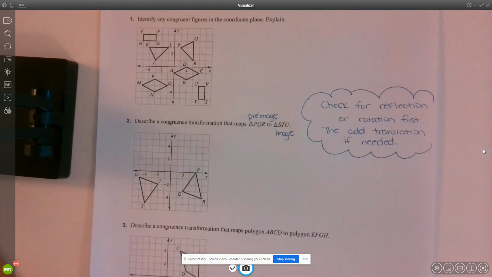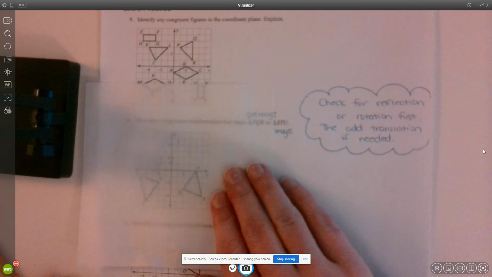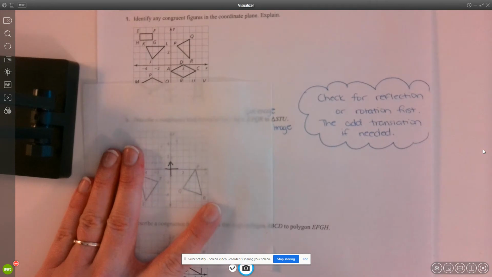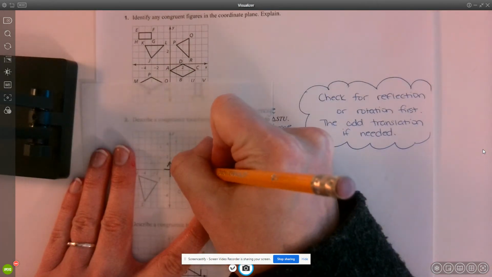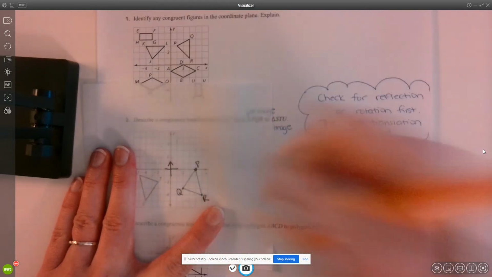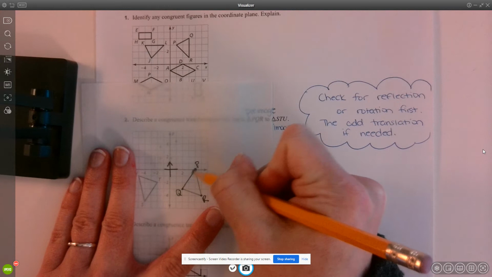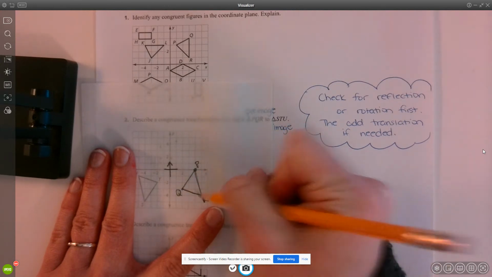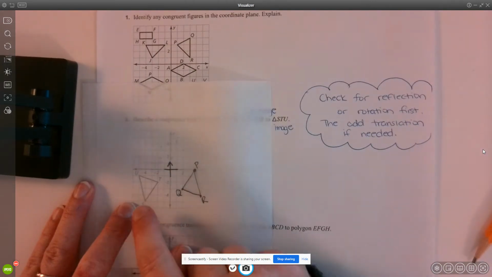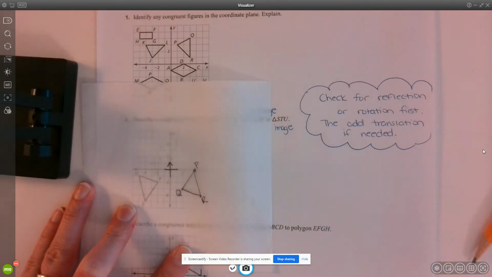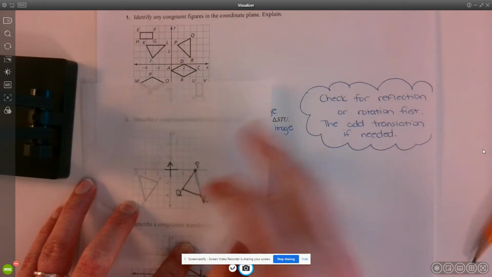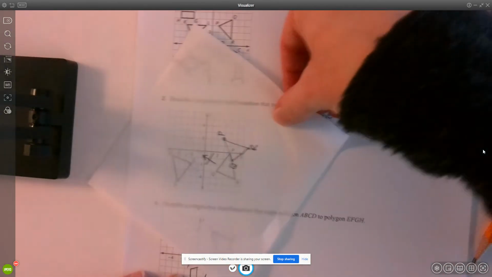So what I like to do is take my patty paper. I'm going to go ahead and draw my plus sign over the origin with my arrow pointing up. And I'm just going to trace my pre-image. And what I'm going to do is try to rotate this until it is turned the same way as triangle STU. So I'm going to start to rotate this. And as I rotate, I'm going to keep track of how far I've rotated. So I'm rotating counterclockwise.